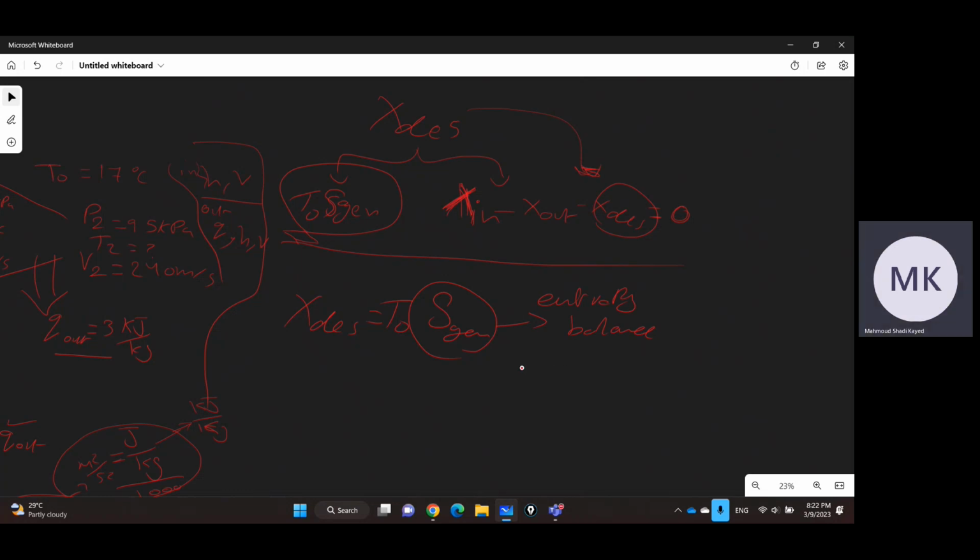What is entropy balance? It is S in minus S out plus the S generation. For steady devices it is equal to 0, not for a closed system. For a closed system, we will have delta S, but here it is a steady device, so it will be 0.